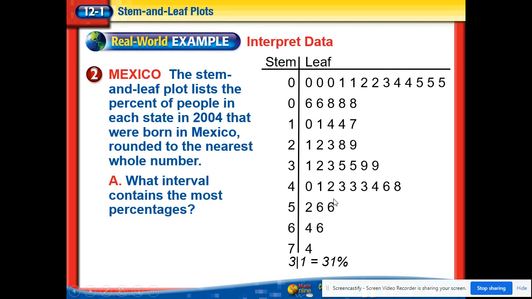All right, once we know what a stem and leaf plot is and we can make them, we can start making some judgments from them or using them to interpret certain equations or questions. So this one says, what interval contains the most percentages? So which one has the most values? It's really easy to go ahead and tell.